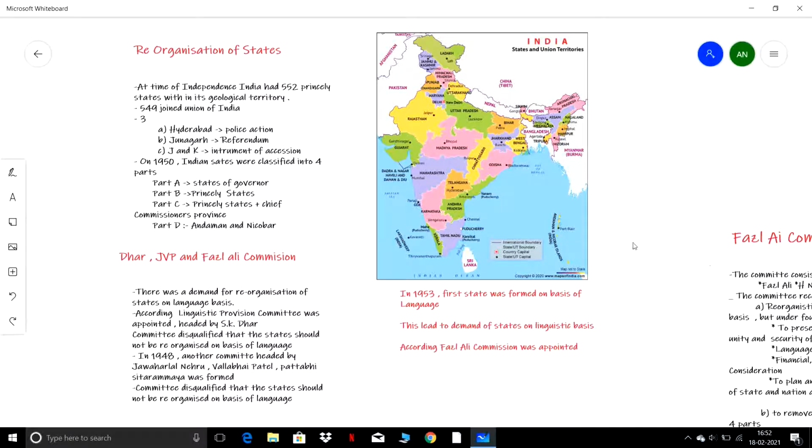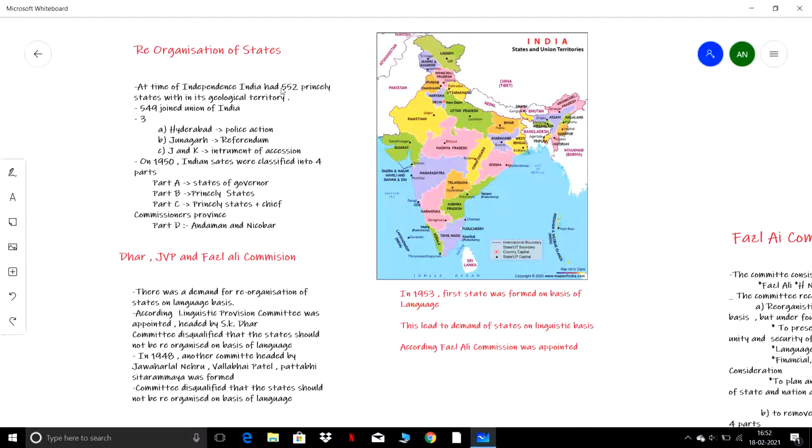Hi, in this part of the video, let's study the reorganization of states and the various committees formed by the Government of India to examine whether reorganization of states should be based on the language factor or not, such as the Dhar Commission, the JVP Commission, and the Fazl Ali Commission. So let's come to some basic history.